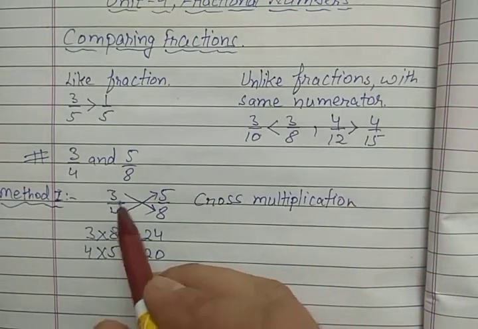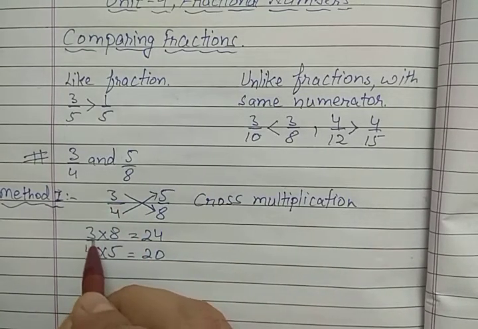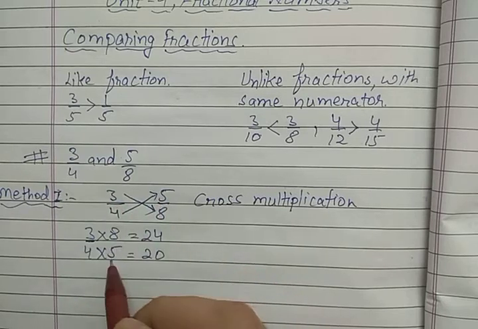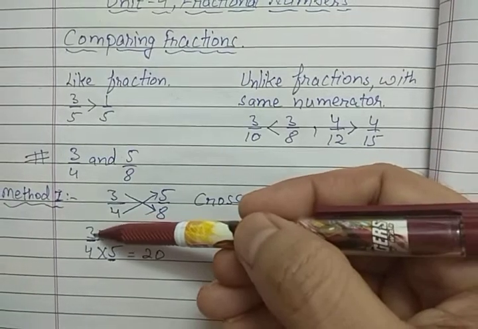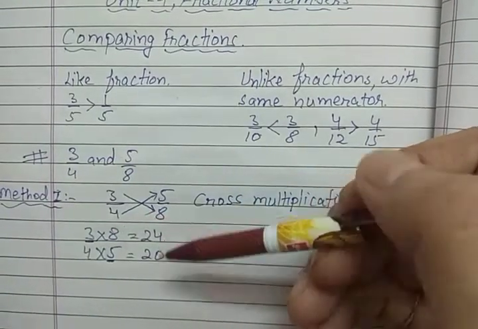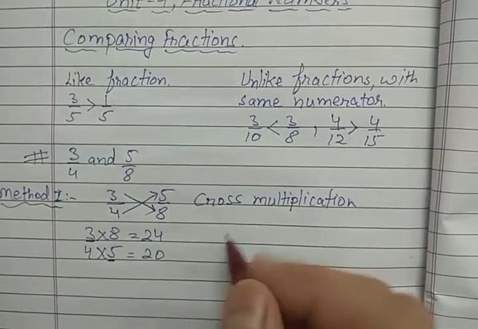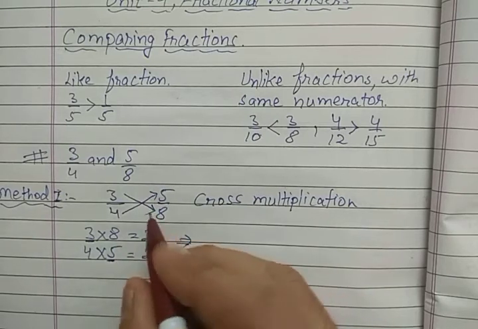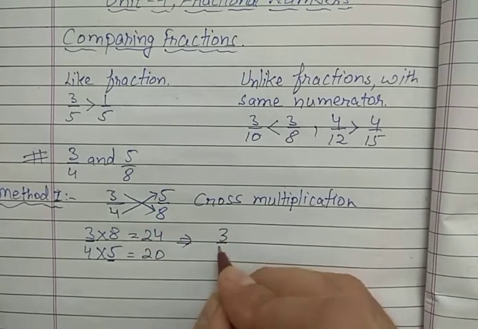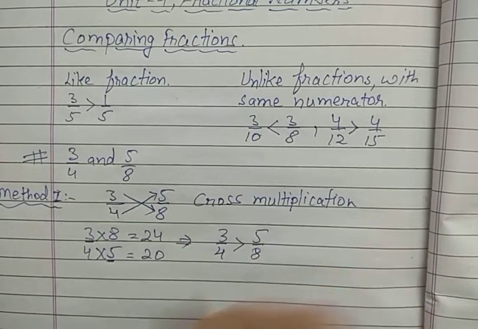Now we have to see the numerators. Here 3 is the numerator, and in the second case 5 is the numerator. Which one is greater, 24? The fraction having numerator 3 is greater than the fraction having numerator 5. So this shows that 3/4 is greater than 5/8.